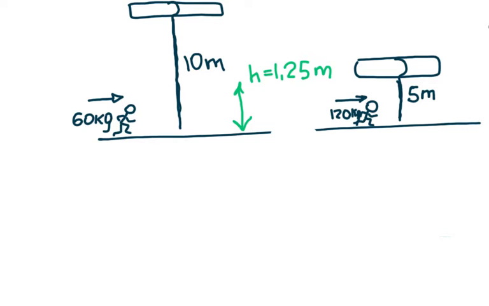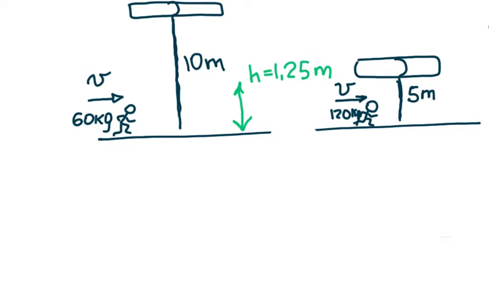Then later on, they're not related. So later on, another 120-kilogram runner is running with the same speed, so they both have the same velocity, and grabs the similar rope hanging from a 5-meter height platform. And the question is, what's going to be the maximum height to which the 120-kilogram athlete will rise? So I'm going to work up the problem for the first one first.